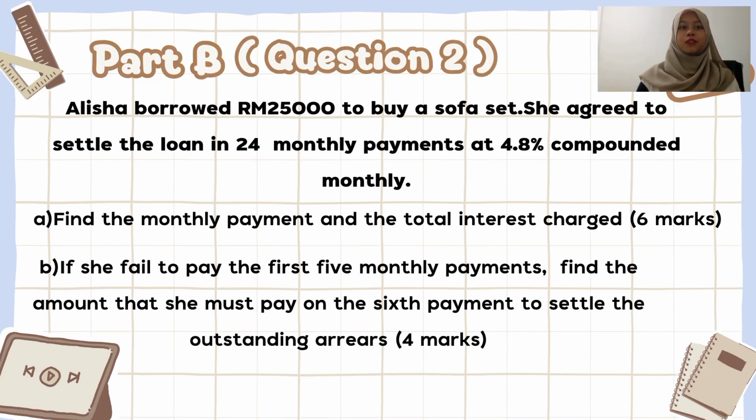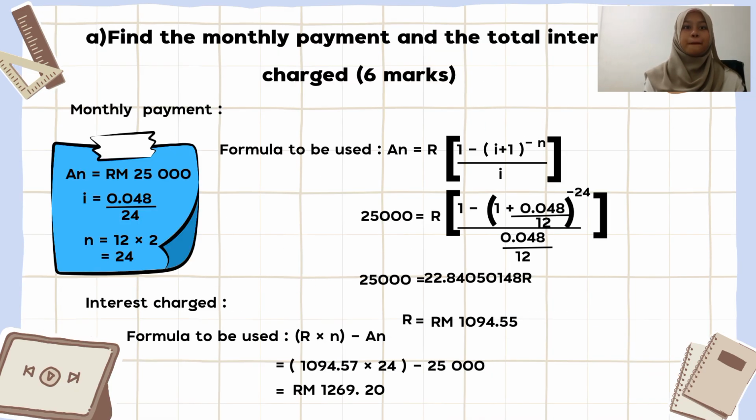Type B, question 2. Alicia borrowed 25,000 ringgit Malaysia to buy a sofa set. She agreed to settle the loan by monthly payments at 4.8% compounded monthly. A. Find the monthly payment and total interest charge. B. If she failed to pay the 5-month payment, find the amount that she must pay on the 6th payment to settle the outstanding arrears. For the first, we have to find the monthly payment.